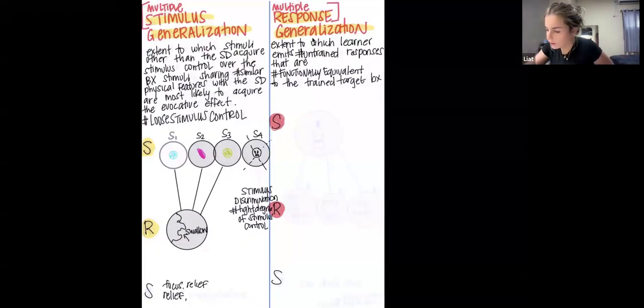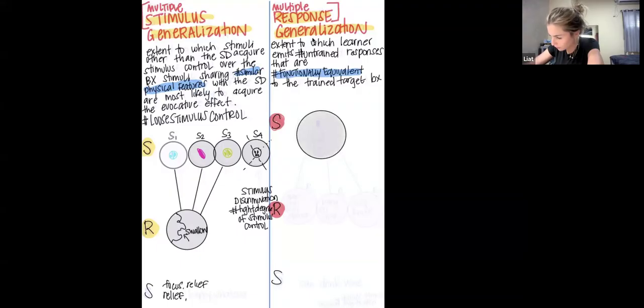Okay, so let's go back. And by the way, I like to make things more salient. So like this one, I'd say similar physical features, right? Now response generalization, I'd say functionally equivalent is the key here. So now we're going to talk about, let's say we have a wine bottle, okay? A bottle of wine. That's our stimulus.